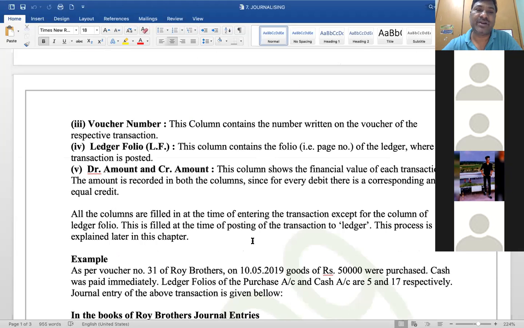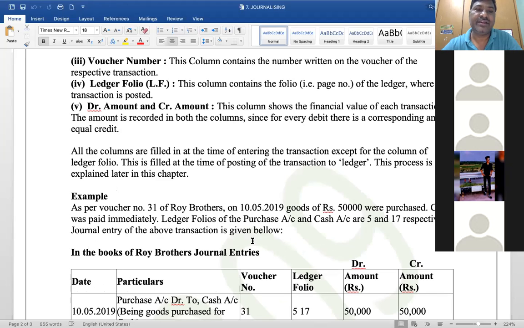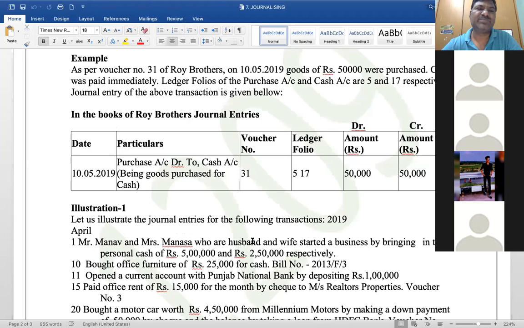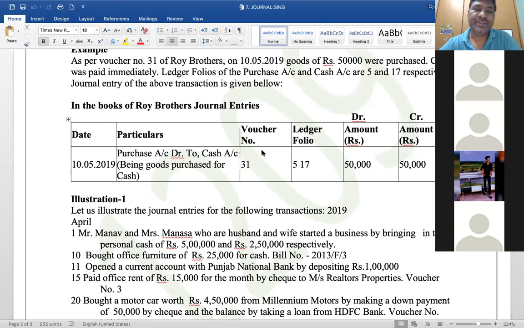Next, voucher number. This is not for academic purpose. Ledger folio, this is a page number. Debit amount and credit amount. As per voucher number, the voucher number is given, but generally for examinations, you need not. But why have I included it here? When you get into a job suddenly, you should not be surprised, wondering why this is not taught in college. This column appears here, so it should not be a shock for you. Therefore, I've given it here.